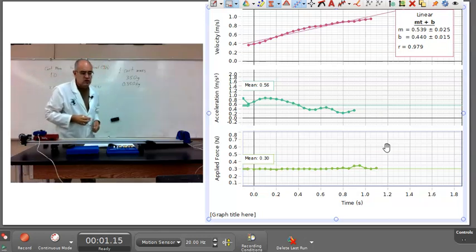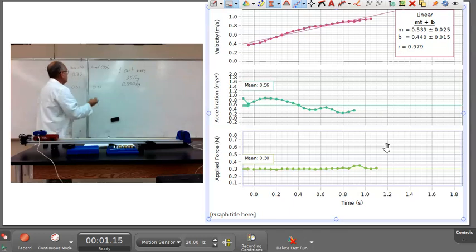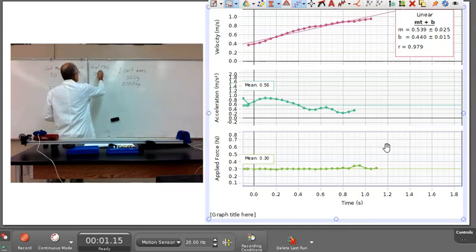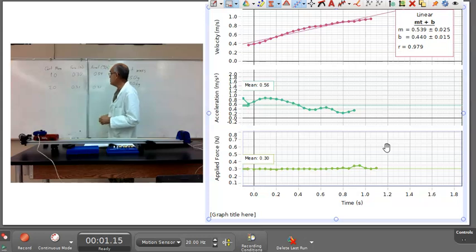And the acceleration, by looking at the slope, we see 0.54. If we look at the average of the accelerations, we get 0.56. Let's go ahead and call it 0.54. So the acceleration is 0.54 meters per second squared. Question 1-1. Did the acceleration agree with your prediction? Let's see.